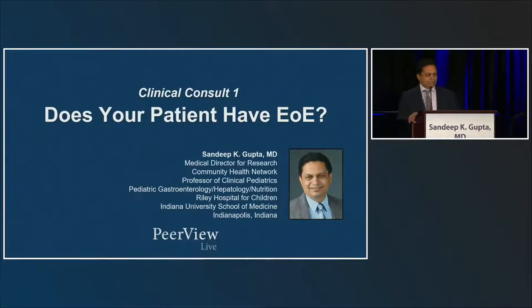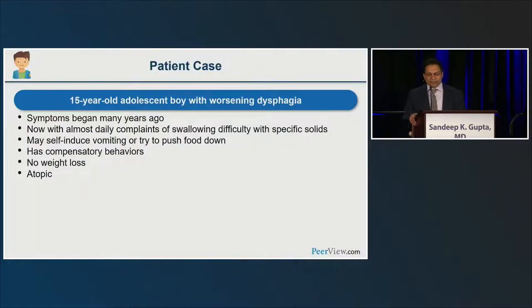So I'll start the first segment. Does your patient have EoE? Your typical case is a 15-year-old coming to your clinic with a history of dysphagia. Now, we know many things can cause dysphagia, and this is how we start dissecting some of the history. What I have listed here are some of the main bullet points you want to ensure you get an answer for, because it will help you define the reason for the dysphagia, at least make a differential diagnosis.